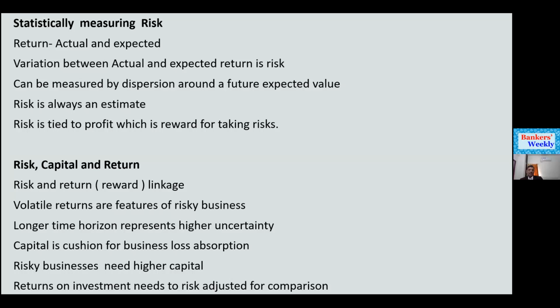And whenever you calculate the returns to compare two investments or five investments to choose one among them, you always have to make a risk adjustment for comparison between the returns of various projects. So this is the relationship between risk, capital and returns. So friends, I hope you understood the difference between uncertainty and risk. Risk is the probability of happening, the impact of the uncertainty.